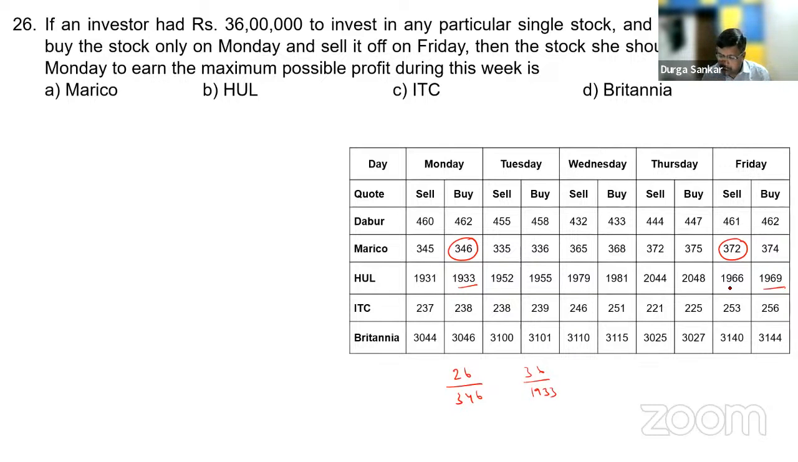Oh, it's 1966. So it is 33 rupees. ITC, I buy for 238, I sell for 253, which means it's 15 upon 238. And Britannia, I buy for 3046, I sell for 3140. So it's essentially 94 upon 3046. So let me see which one gives me maximum profit.